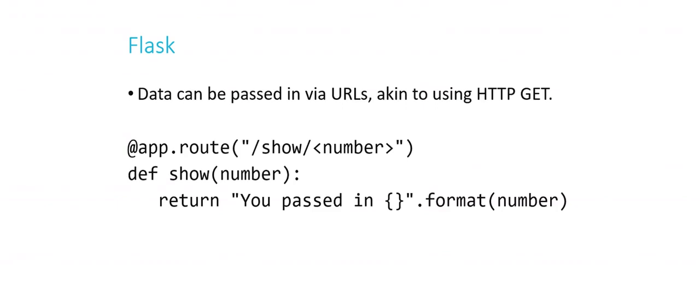@app.route("/show/<number>"), and those angle brackets are actually important. We actually have to leave those in. So that if I visited my application /show/10, the page would show you passed in 10. If I went to /show/50, it would say you passed in 50. So it allows me to collect information using HTTP GET by having the user supply it via a URL.